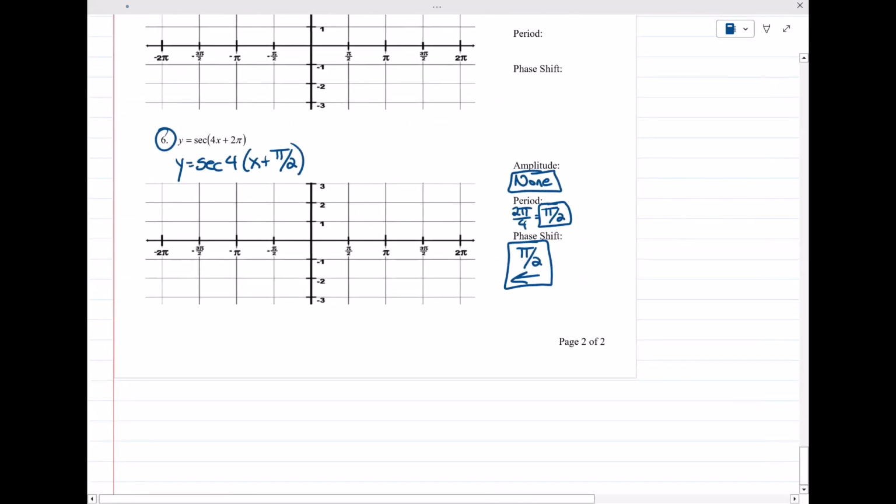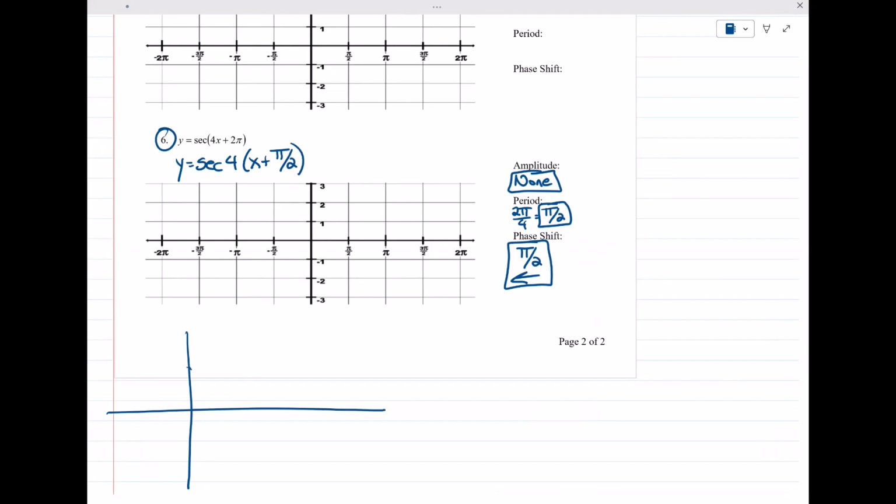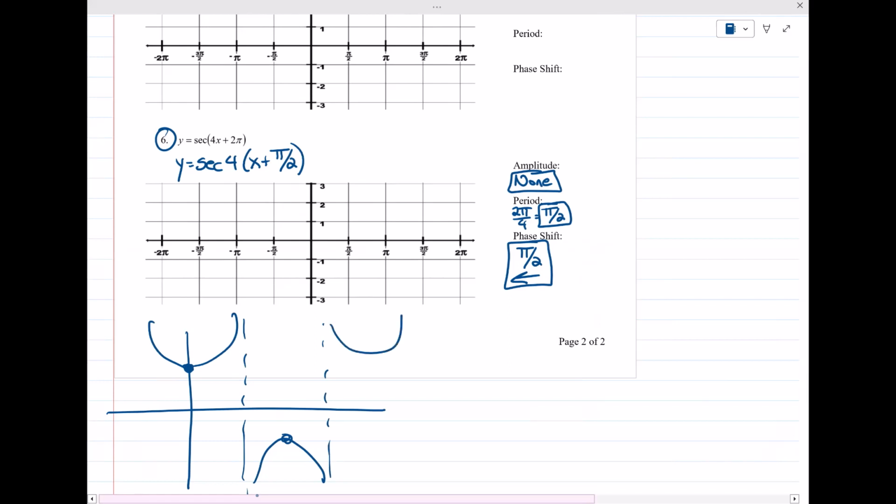Now, as far as what this graph looks like, you should know where secant starts. Secant is the reciprocal of cosine. Cosine starts at 1, so secant is going to start at 1, and it's going to look like this. That's how secant starts. Cosecant starts undefined, because sine starts at 0, so cosecant would be the reciprocal, or undefined.